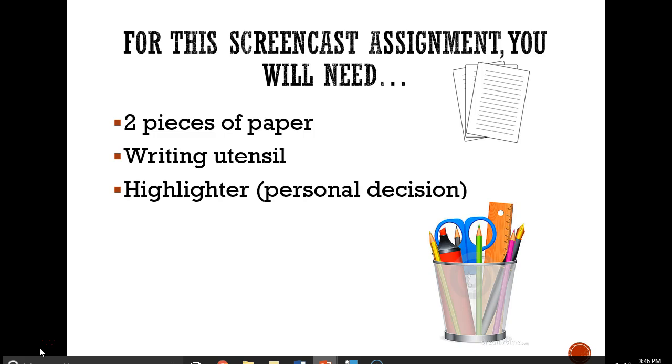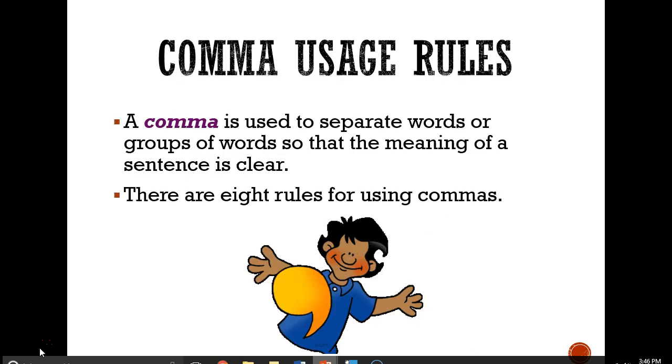So the first thing we're going to talk about is commas, because they have the most rules. A comma is used to separate words or groups of words so that the meaning of a sentence is clear, and there are 8 rules for using commas.